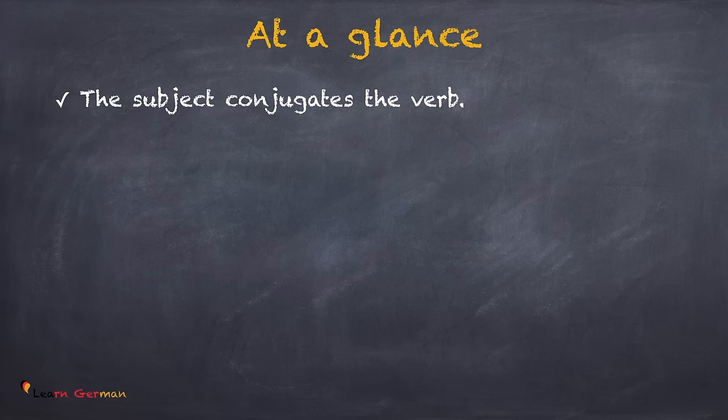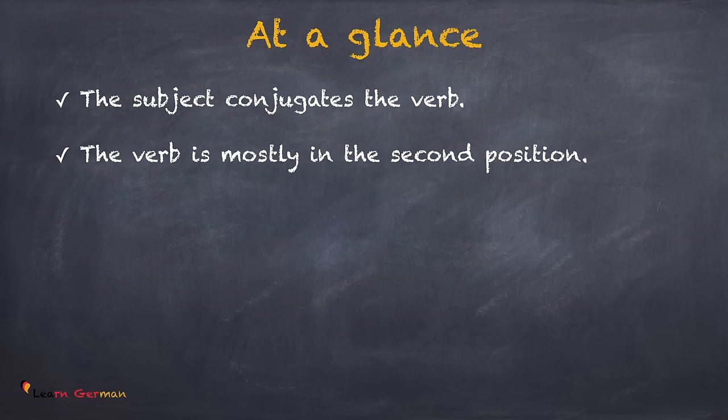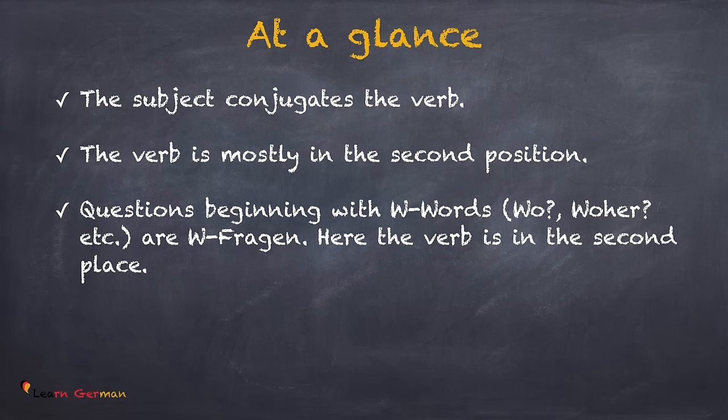And now here's a quick overview of what we have learned. The verb, whether in the first or in the second position, is conjugated by the subject. The verb is mostly in the second position. The subject is either to the right or to the left of the verb. Questions beginning with W words, wo, woher, etc., are W-Fragen. Here the verb is in the second place. Questions with answer ja or nein are ja-nein Fragen. Here the verb is in the first place.